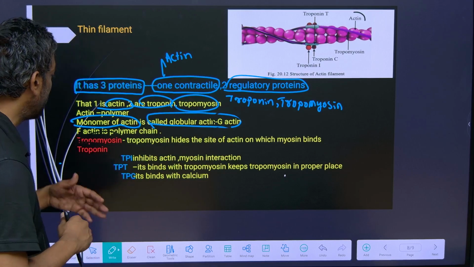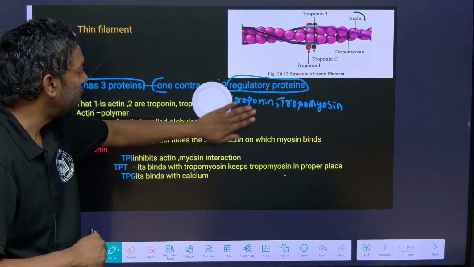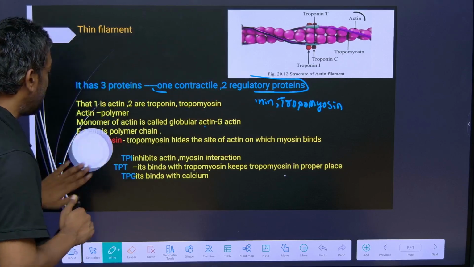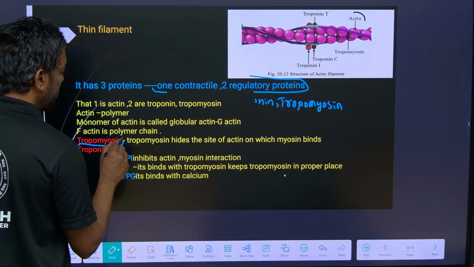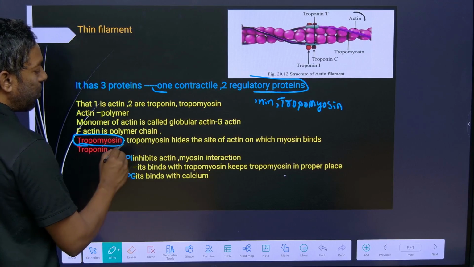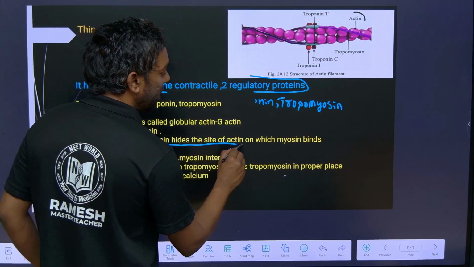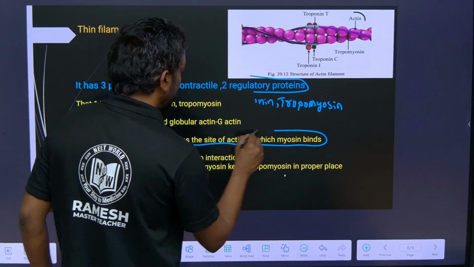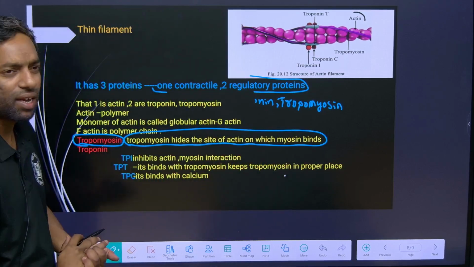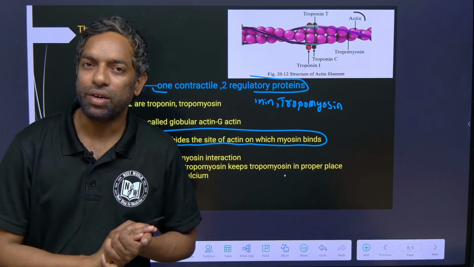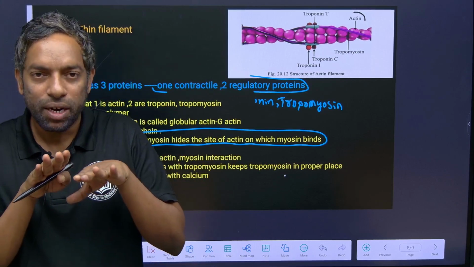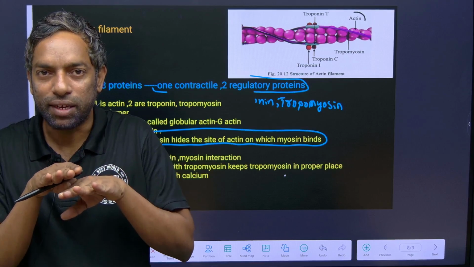So this is about the contractile protein, and one regulatory protein is tropomyosin. Tropomyosin hides the sites of the actin to which myosin binds. Guys, if any contraction is going to take place, the thick filament and thin filament can slide over each other.